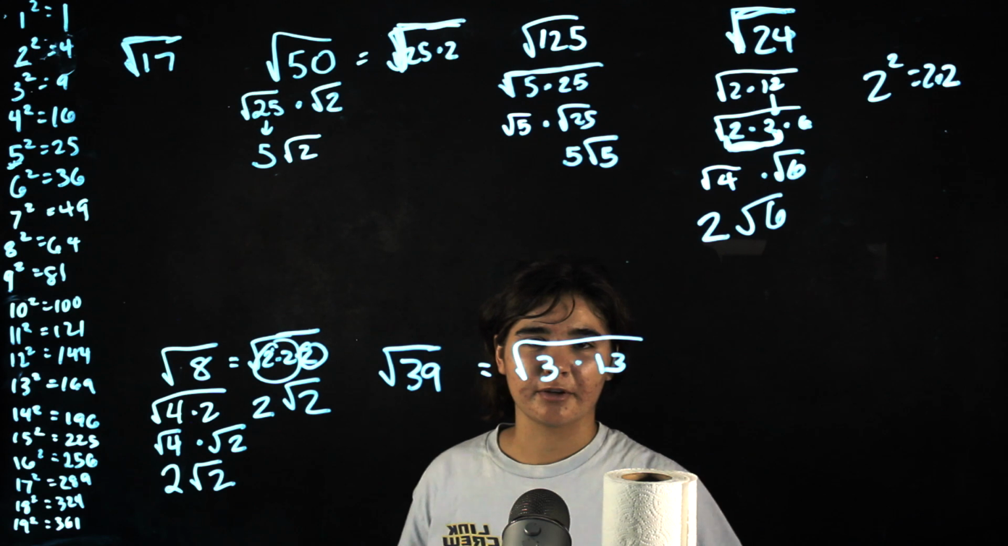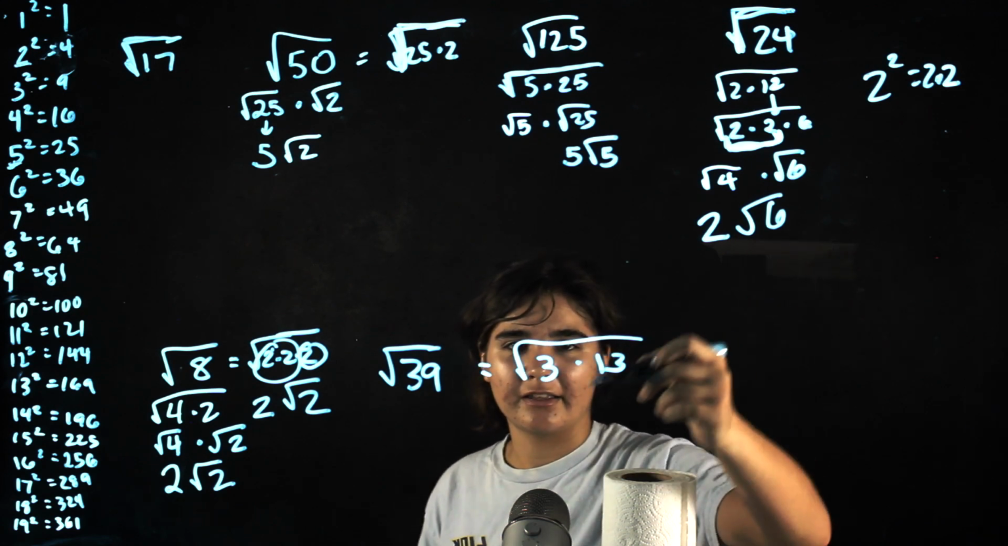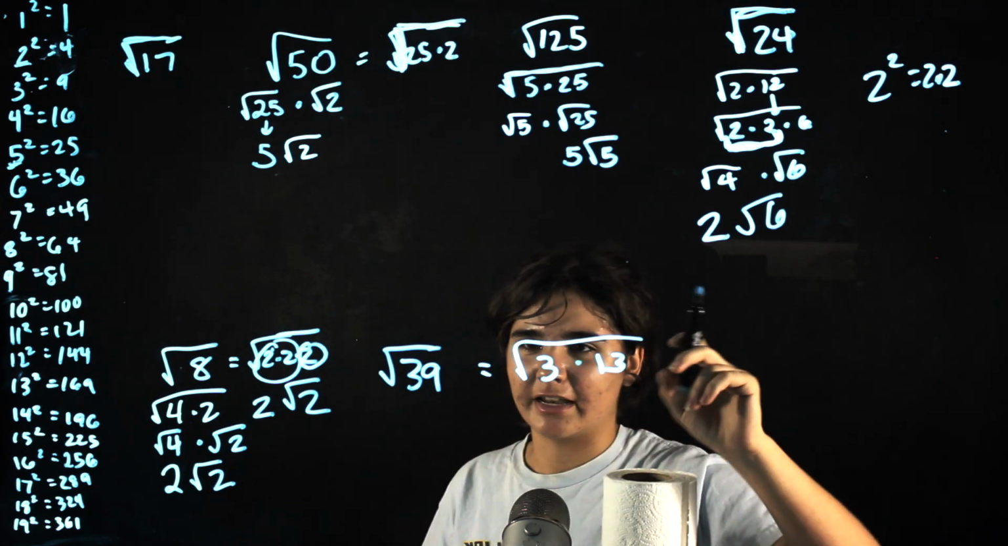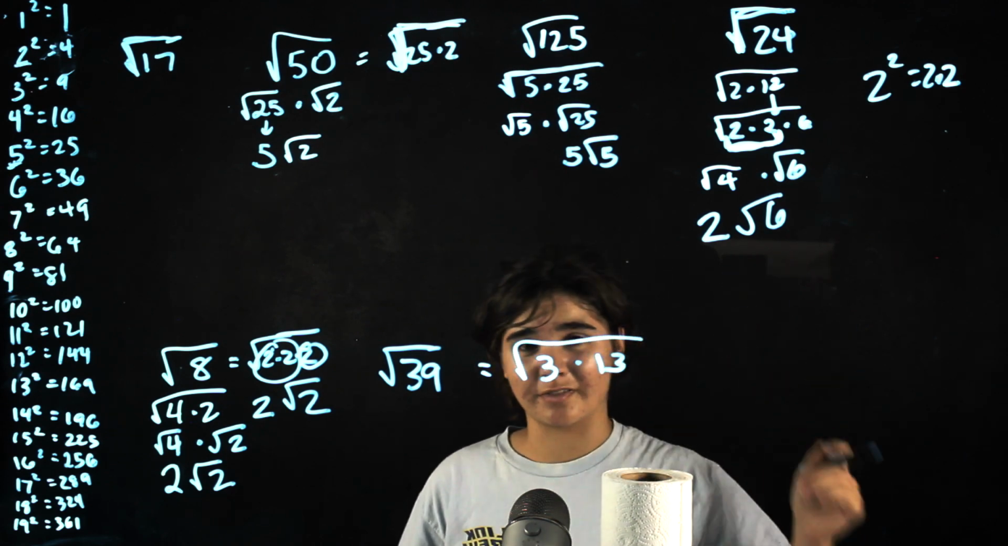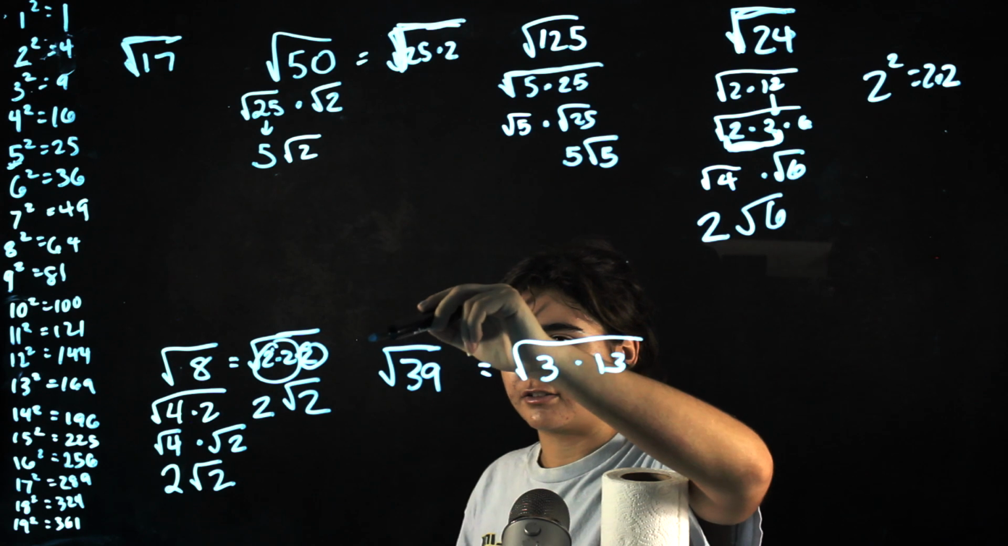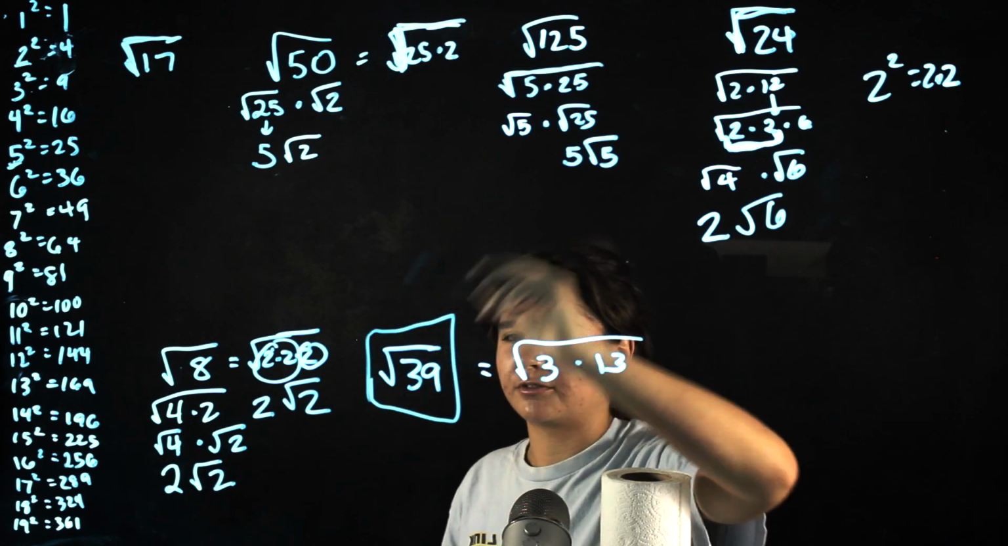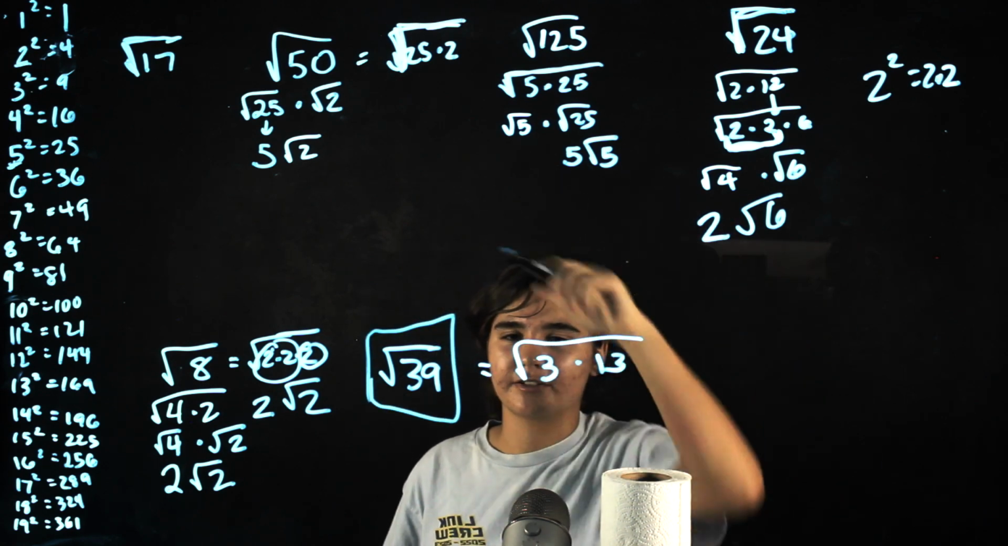So these are both prime numbers, meaning this doesn't break down into anything else, there's no perfect square factors, then we can just leave this number like this, and we can't simplify it anymore like we could with these other numbers.